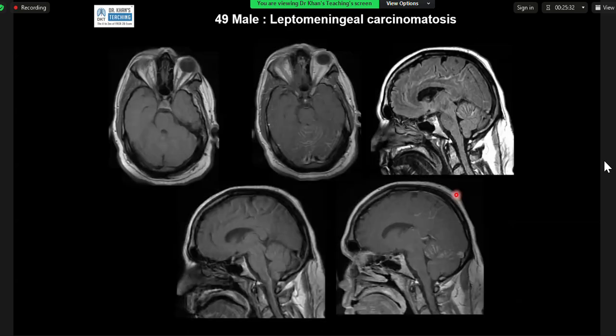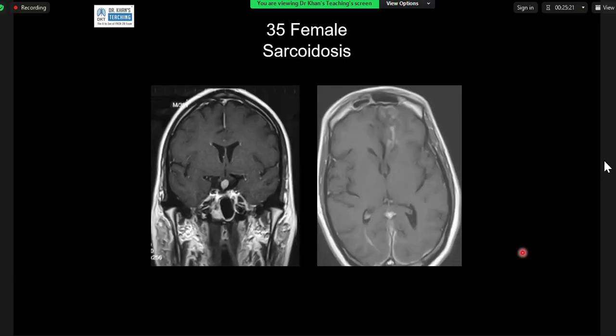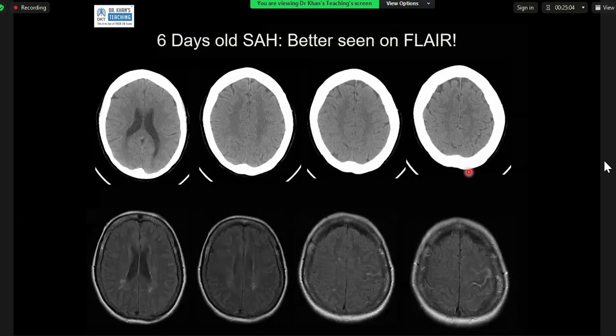So this is leptomeningeal carcinomatosis in another case, where the sulci are high signal on FLAIR sequence and then they enhance on post-contrast sequence. Sarcoidosis, the greatest mimicker. In this particular case, you can see a parenchymal granuloma. You can see this pachymeningeal enhancement. You can see infundibular enhancement. So always consider that also in the differential.